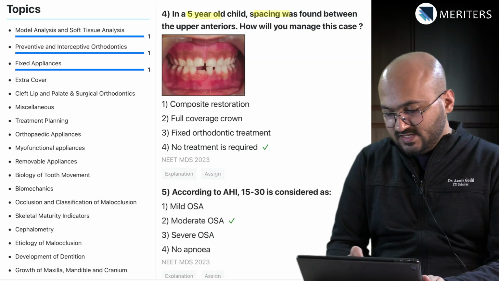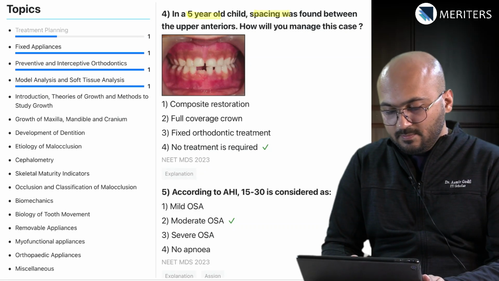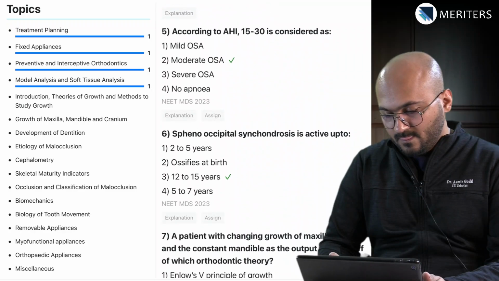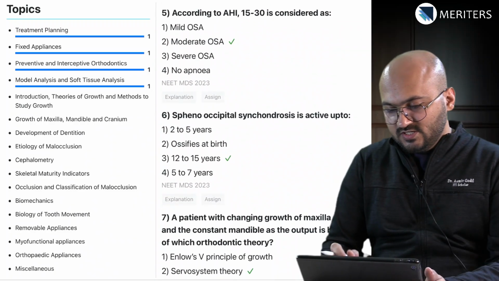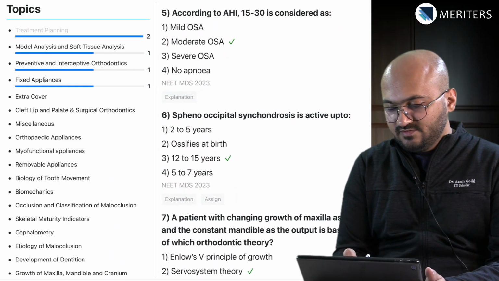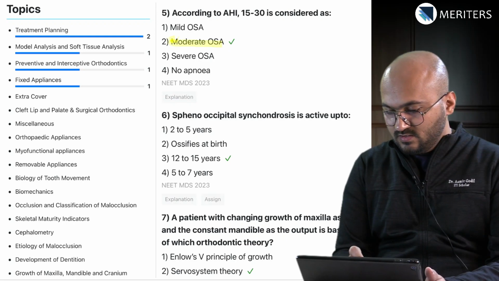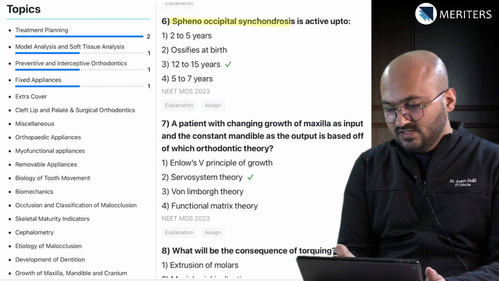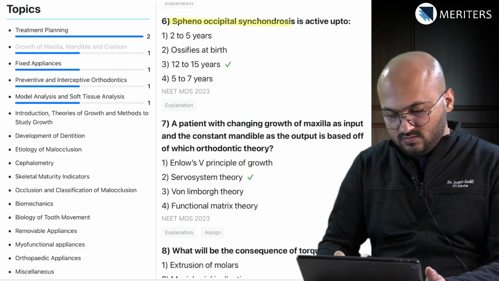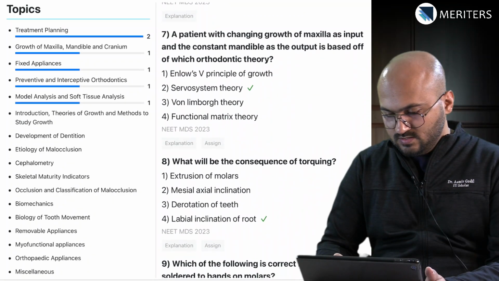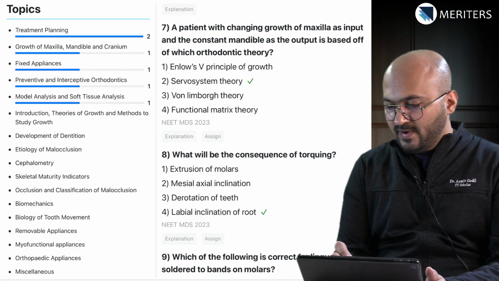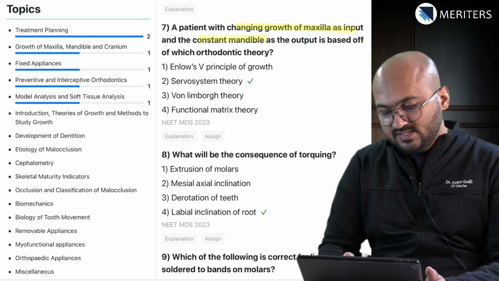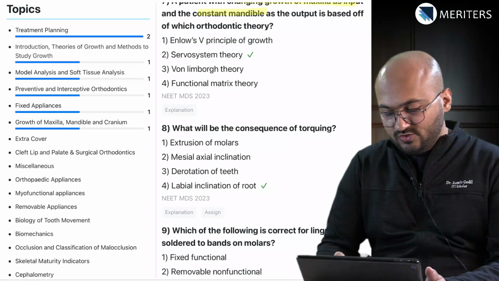Next question. A 5-year-old showing spacing and what will be the management? So this is based on treatment plan. Then this question is on obstructive sleep apnea. Then we have spheno-occipital synchondrosis, which is growth. Then growth pattern for maxilla versus mandible. Input and output all seen in servo system theory. So theories of growth.